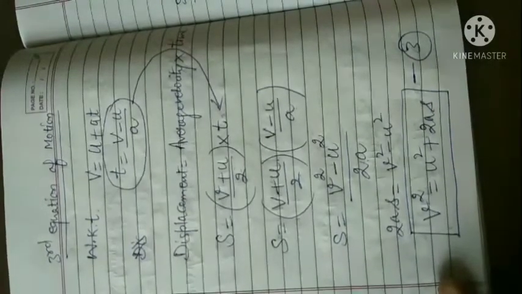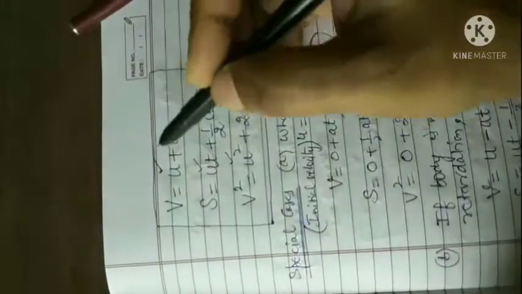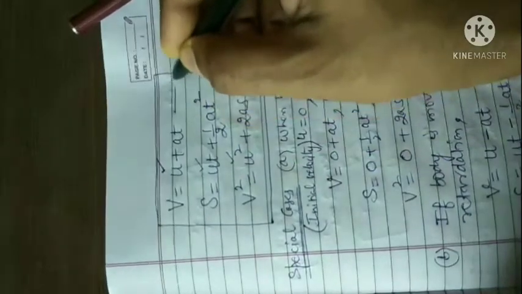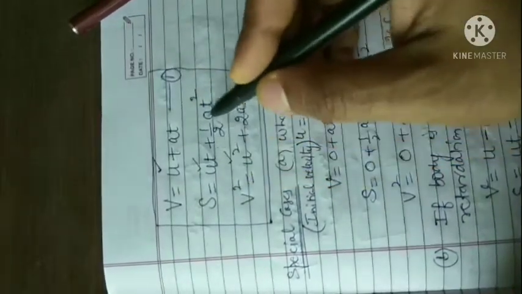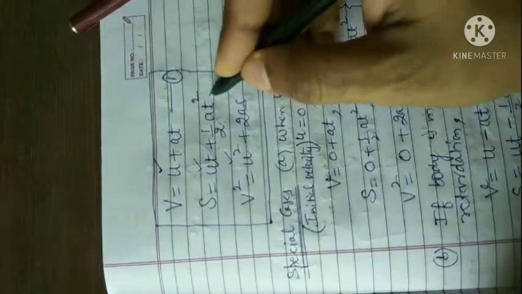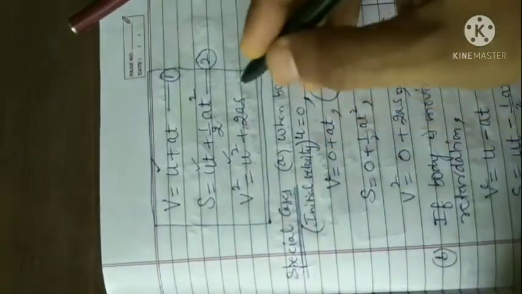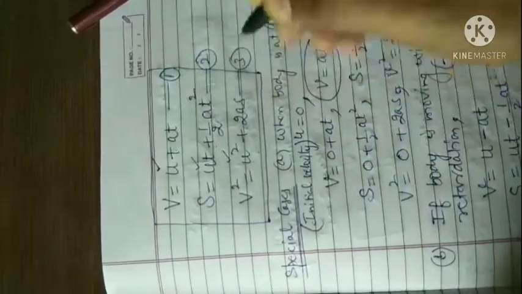So on the whole, we can write these 3 equations again in this way. V is equal to U plus AT, that is the first equation of motion. S is equal to UT plus half AT square, that is the second equation of motion. V square is equal to U square plus 2AS, that is the third equation of motion.